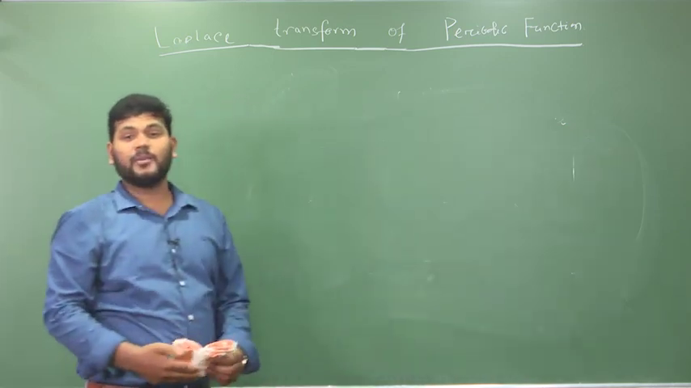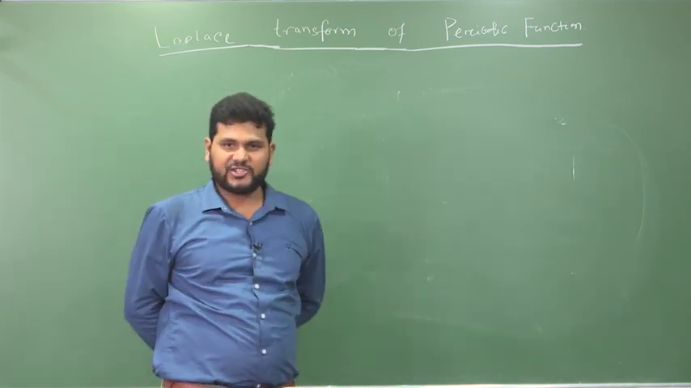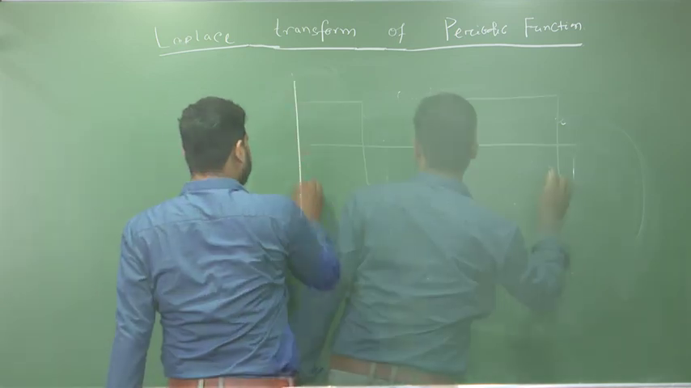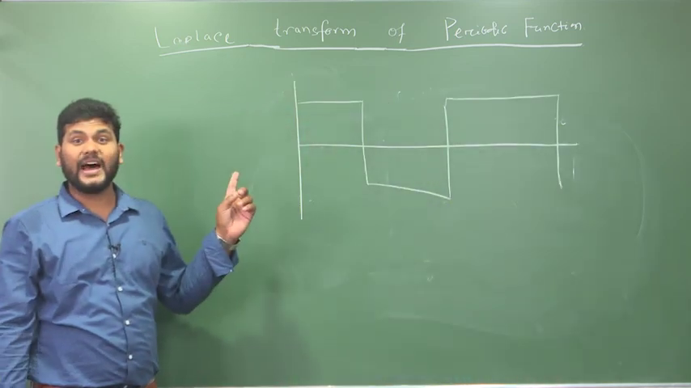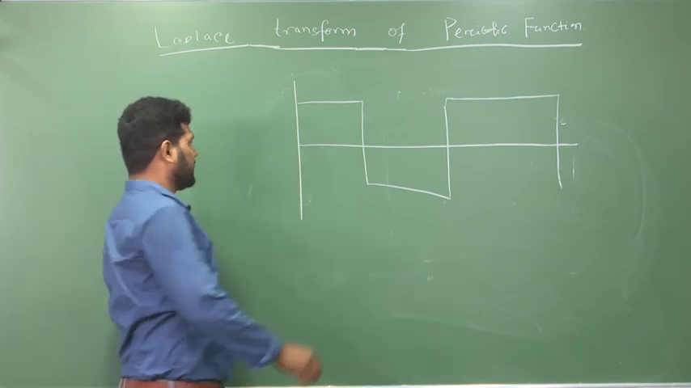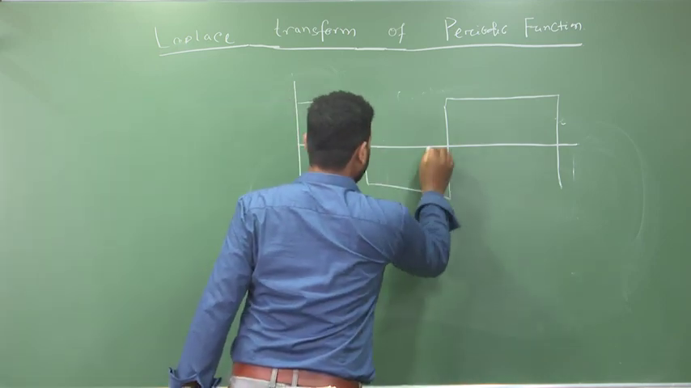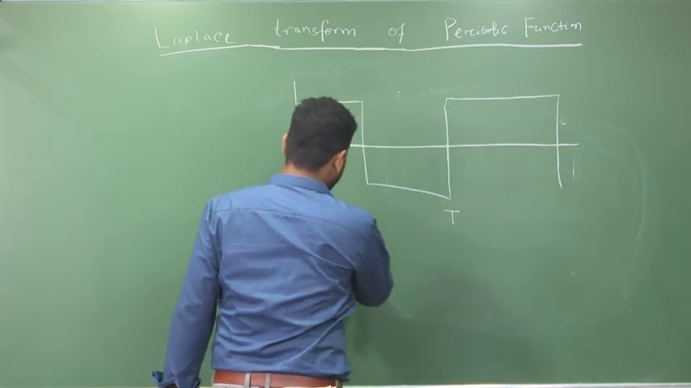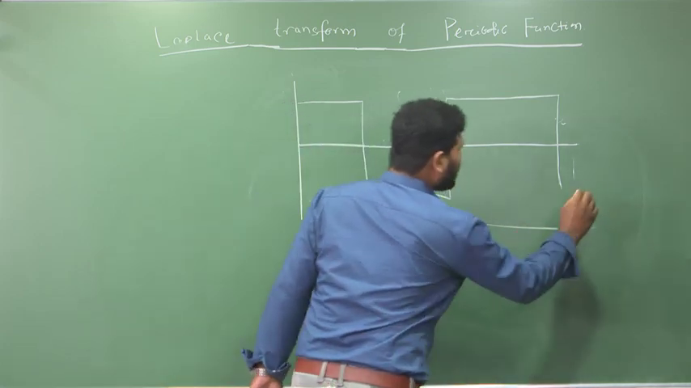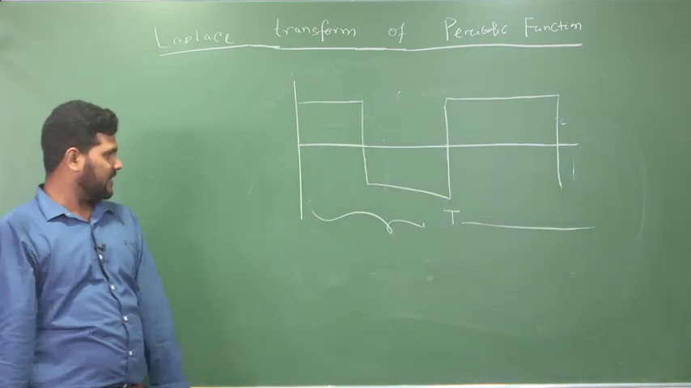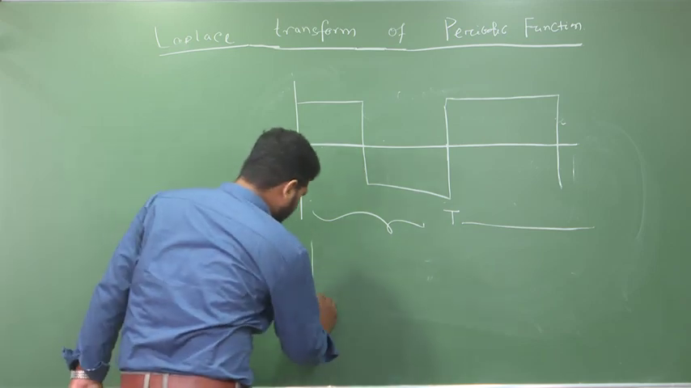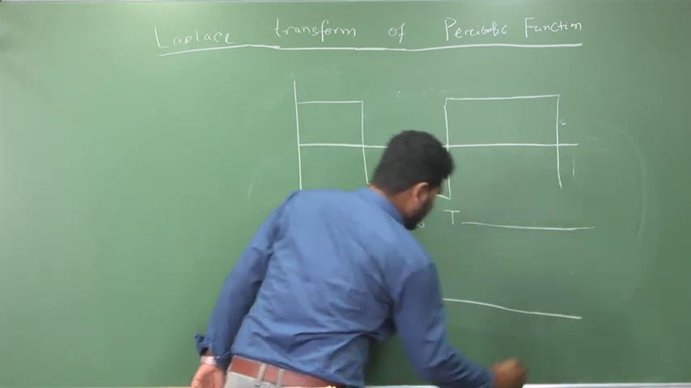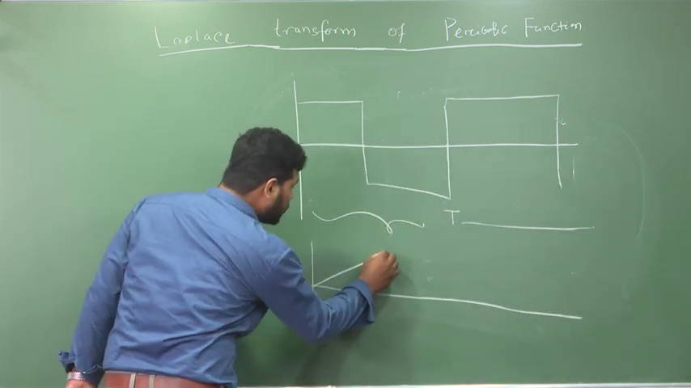Now some other periodic functions are there. This is called a square wave. So this has a period. Suppose this is t. After t, the square wave repeats itself. And some other waves are also there, like this, called the sawtooth wave.